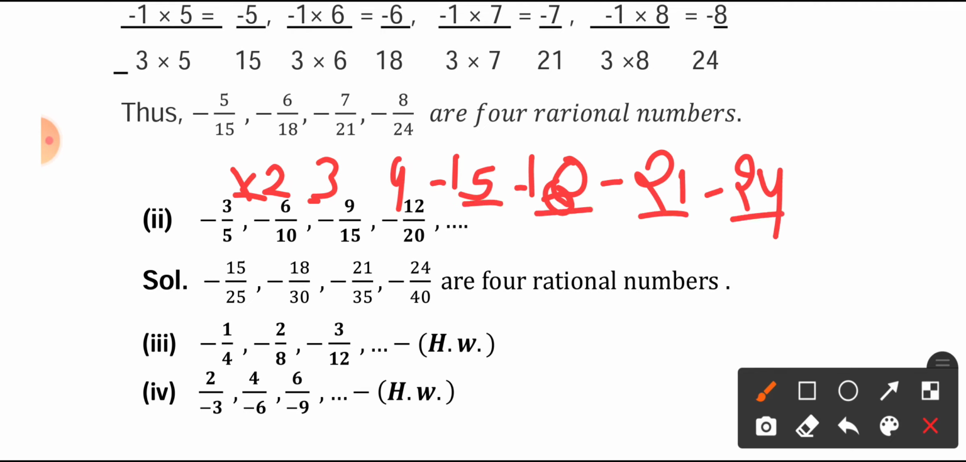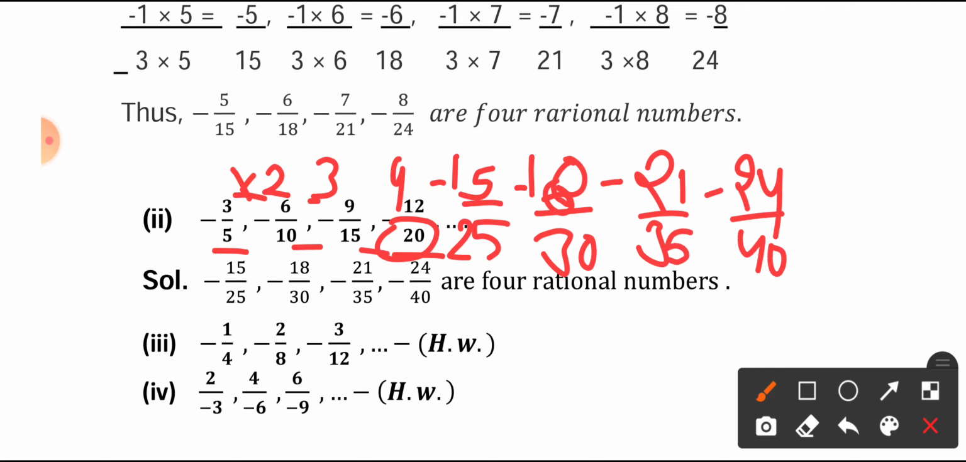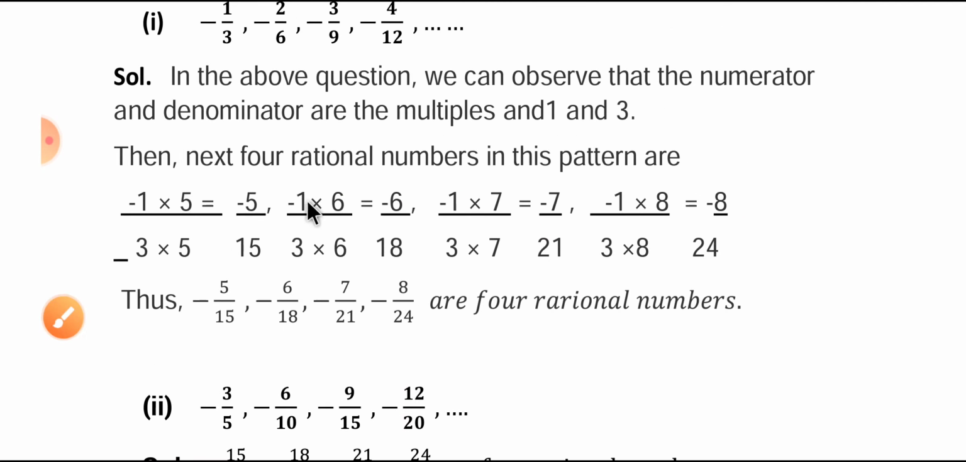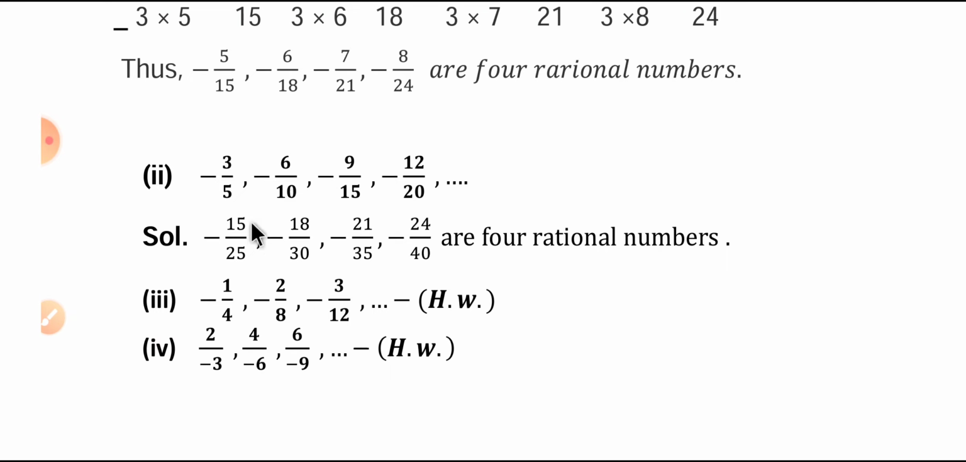Now in the denominator you can see 5, 10, 15, 20. It means we have to continue the table of 5. After 20 what will come? 25, then 30, 35, 40. So you can write the answers directly here. This is the process to find the next 4 rational numbers. The next 4 rational numbers are minus 15 by 25, minus 18 by 30, minus 21 by 35 and minus 24 by 40. These are the 4 rational numbers.